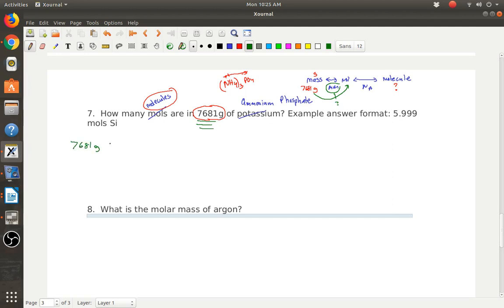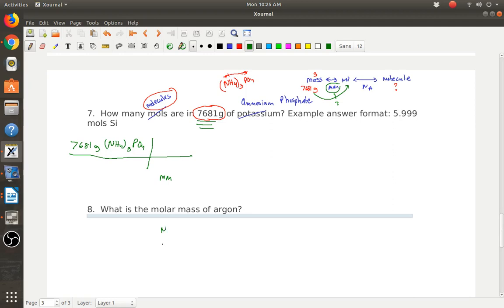7,681 grams of ammonium phosphate. NH4, subscript of 3 outside of it, PO4. It's a pain, but you need to write it out. All right, so the first thing I need is the molar mass of this molecule. I'm going to calculate it down here just for space.